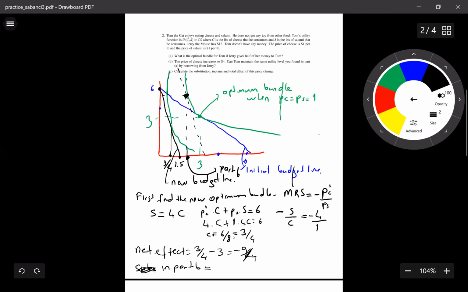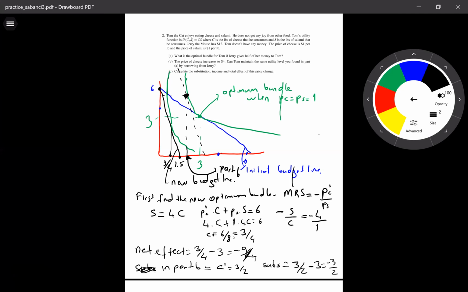From part B, I have found C prime, this point, as 3 over 2. Then the substitution effect is 3 over 2 minus 3, which will be minus 3 over 2.